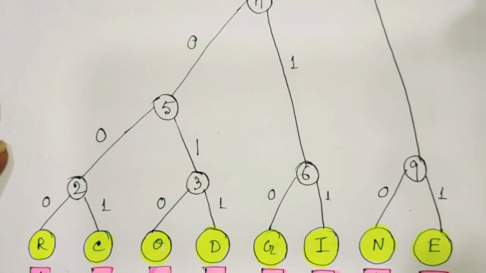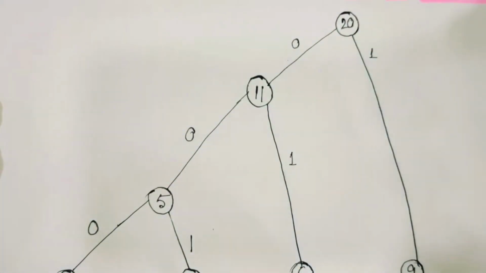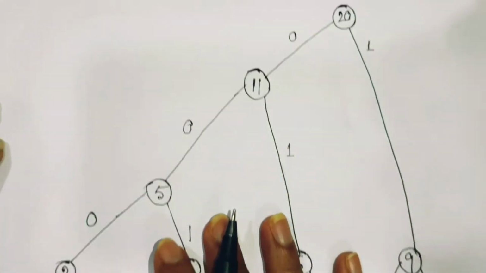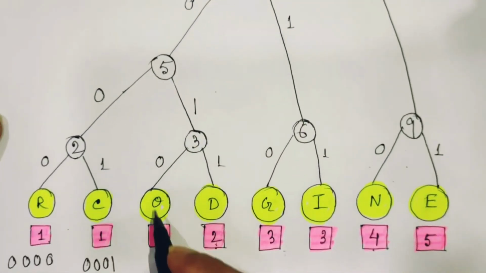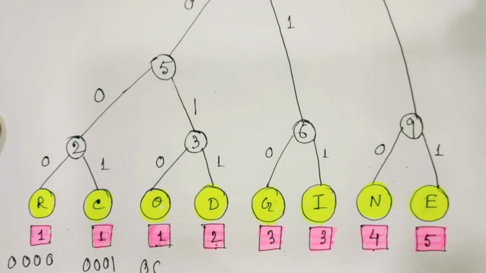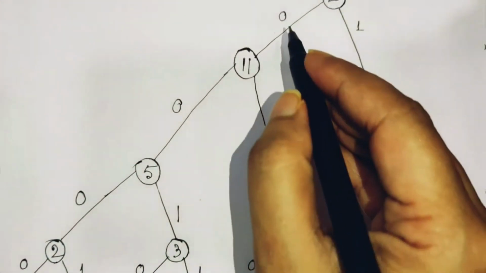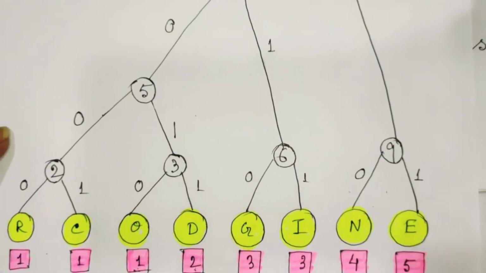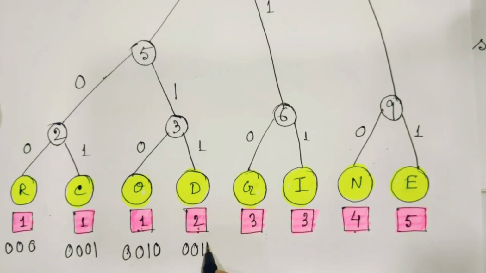Now O, its prefix code should be what? We should always start from the root. So it is 0, then again 0, after that it is 1, and then it is 0. So that it is 0, 0, 1 and 0. Now for D similarly we should find out 0, 0, 1 and 1. So it is 0, then 0, 1, 1.